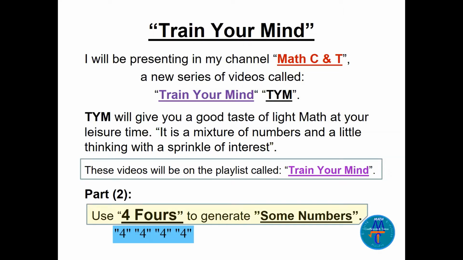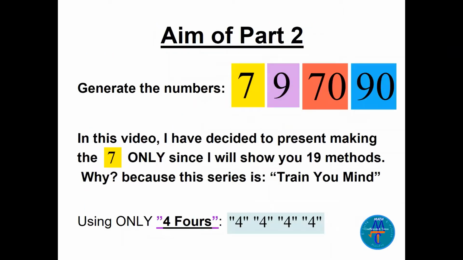This is a Train Your Mind series. This is part 2. In part 2, we are supposed to do 7, 9, 70, and 90 using 4 fours. But I have decided in this video to present only the 7, since I will show you 19 methods to make 7 using 4 fours.